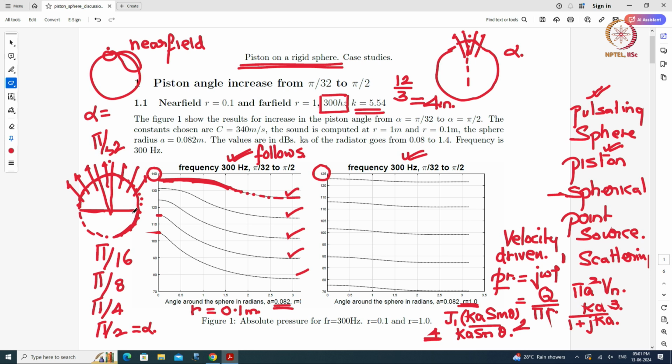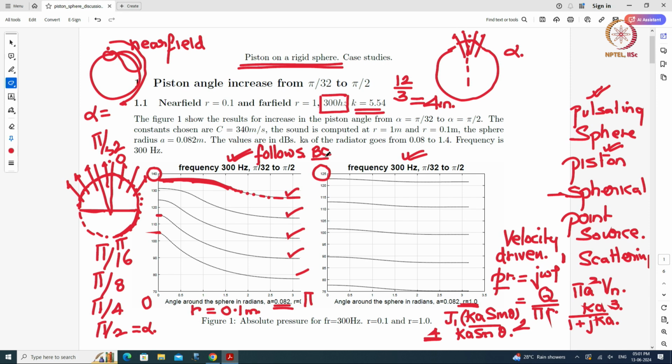The measuring we are doing is from theta equal to 0 to theta equal to pi. We are measuring all around. At a radius of 0.1, we measure all around and come down from 0 to pi. So, that is what this is, 0 and pi. Very close to the sphere, you can see that the pressure very closely follows the behavior of the surface, because it has to follow the boundary condition.